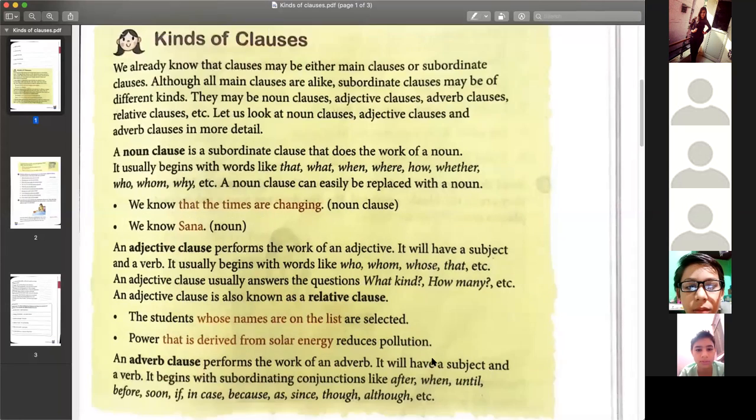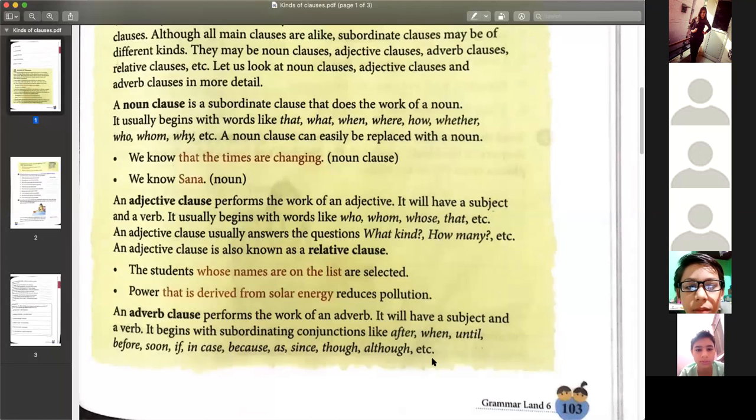And lastly, we come to adverbs. Adverb clauses begin with a subject and a verb. It must have a subject and it starts with subordinating conjunctions like after, when, until, before, soon, if, because, as. These words are conjunctions. Conjunction means words that are joining two sentences. When we have such words, that is an adverb clause. You have 3 minutes to read the 3 clauses.